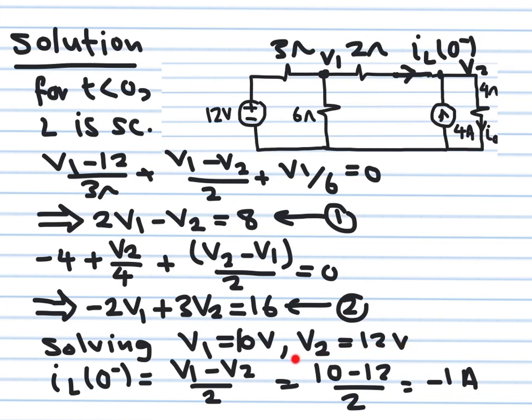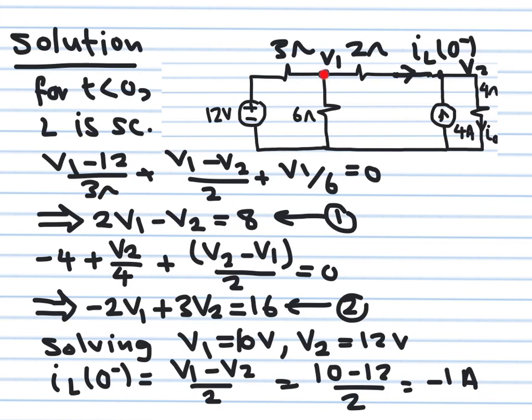V1 is 12 volts. You go back, substitute here, you get V1 is equal to 10 volts. Why am I doing this calculation? Because I need to calculate this current. This is the IL at time 0 minus, the inductor current just before I close the switch.